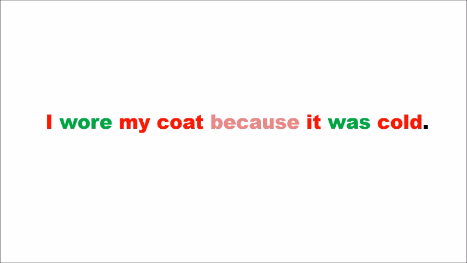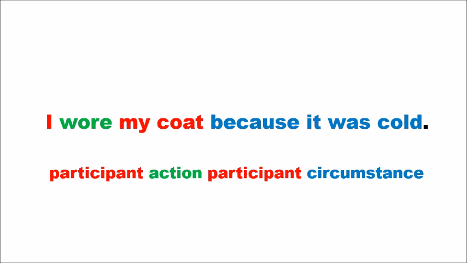If you looked at the previous video when we were talking about the structures of a clause, you might also notice that the second part of this sentence, because it was cold, actually fulfills a significant part in the clause. It's the circumstance. In our previous videos, we talked about the fact that anything to do with why, how, where, or when, in terms of the central action, is regarded as a circumstance. And if we had looked at this particular sentence in a previous video, we would have said that it was composed of a participant, an action, a participant, and a circumstance.